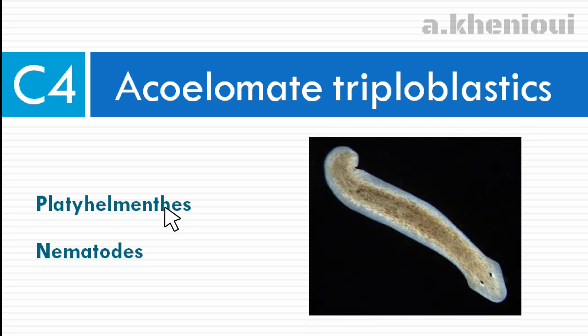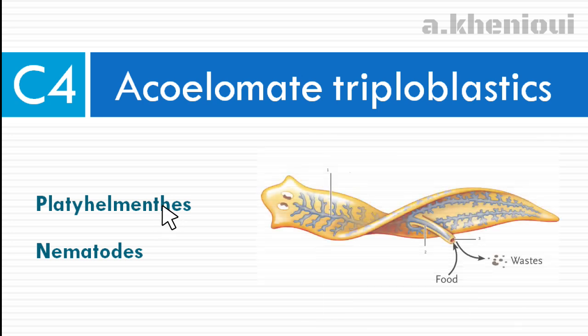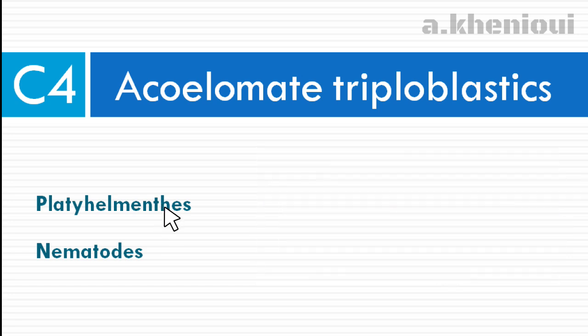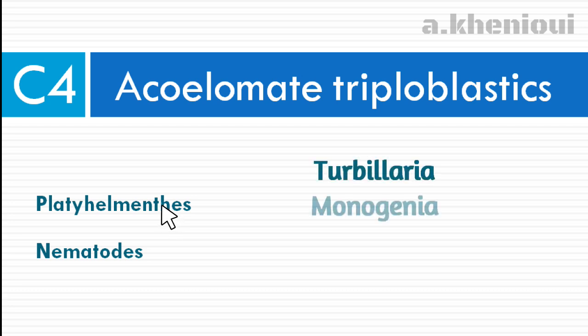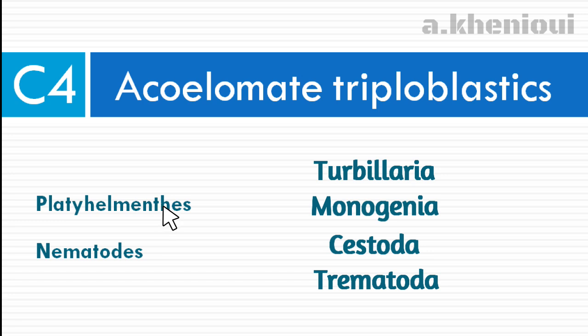Platyhelminthes are flatworms. They are acoelomate triploblastic metazoans with a bilateral symmetry and unsegmented bodies. They live free or as parasites. They have a simple and incomplete digestive system. Platyhelminthes are divided into four classes: Turbellaria, Monogenea, Cestoda, and Trematoda, which is divided into two subclasses, Digenea and Aspidogastrea.